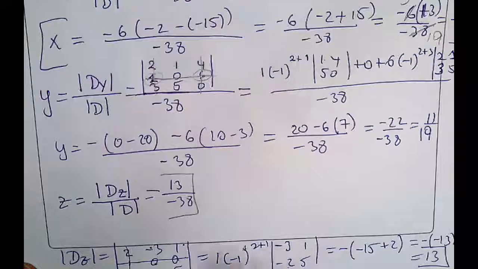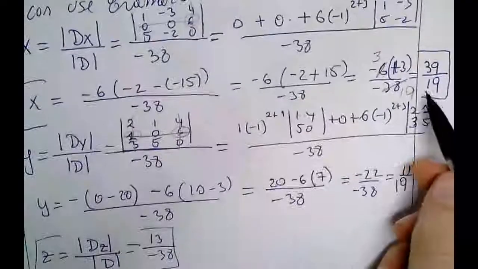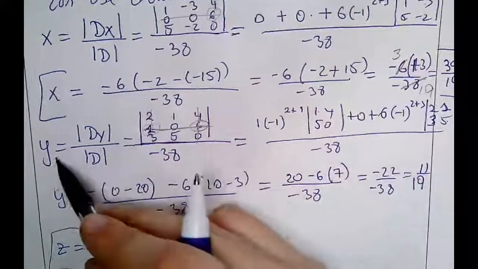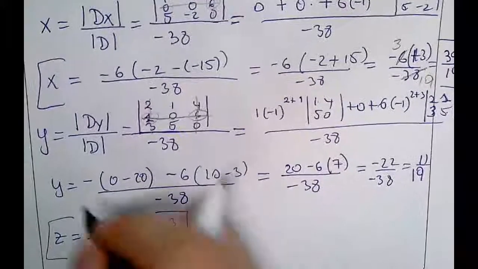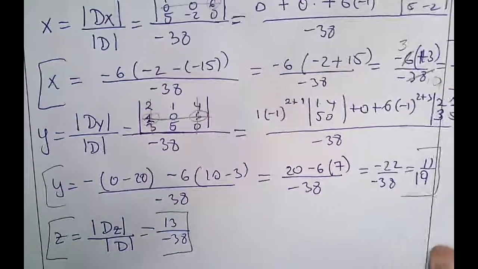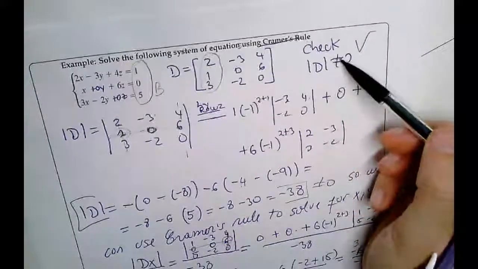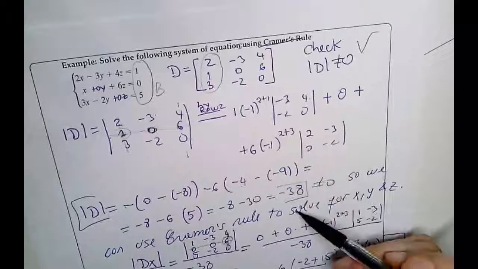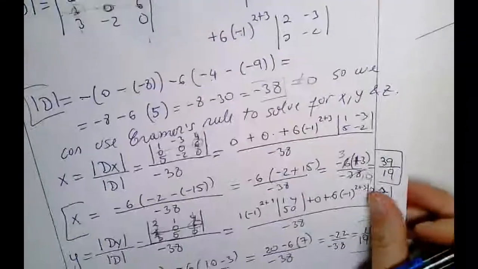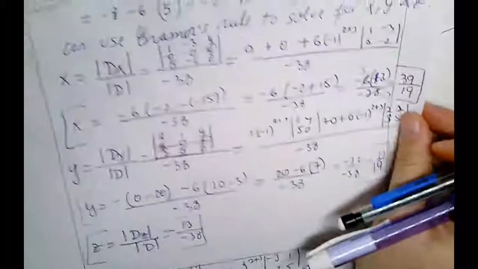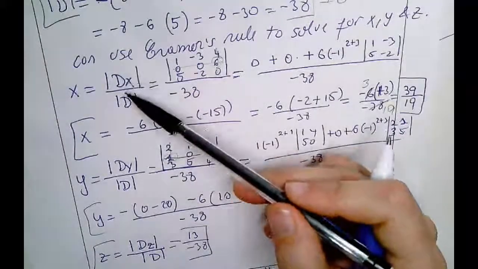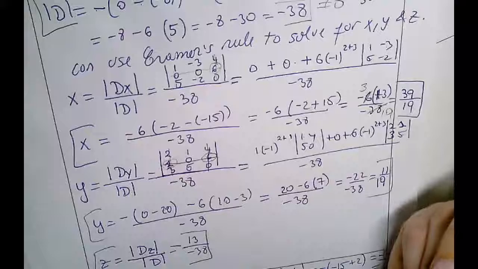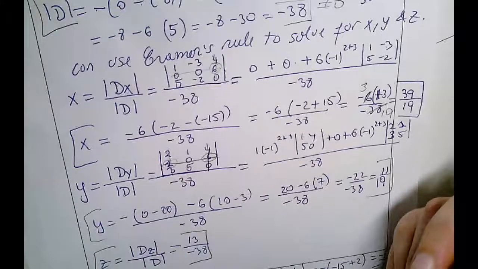So this is it. We solved for x, y, and z using Cramer's rule. So we first had to make sure that the determinant of the coefficient matrix is not 0. And once we calculated that, then we have to go ahead to use Cramer's rule. And Cramer's rule comes down to calculating a bunch of determinants. So this is how we use determinants to solve systems of linear equations.